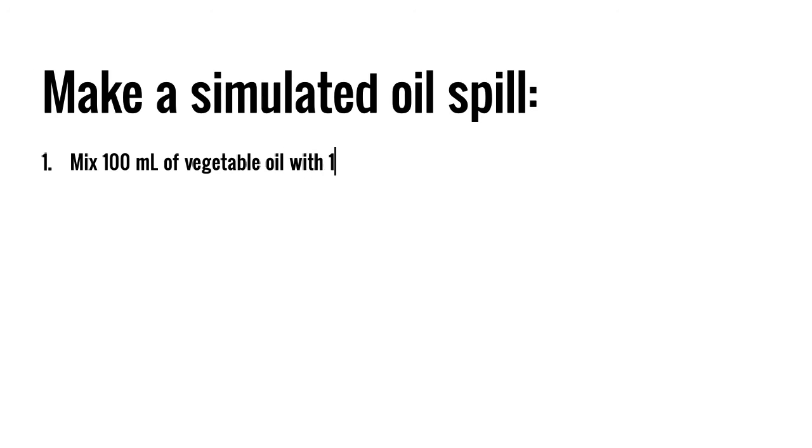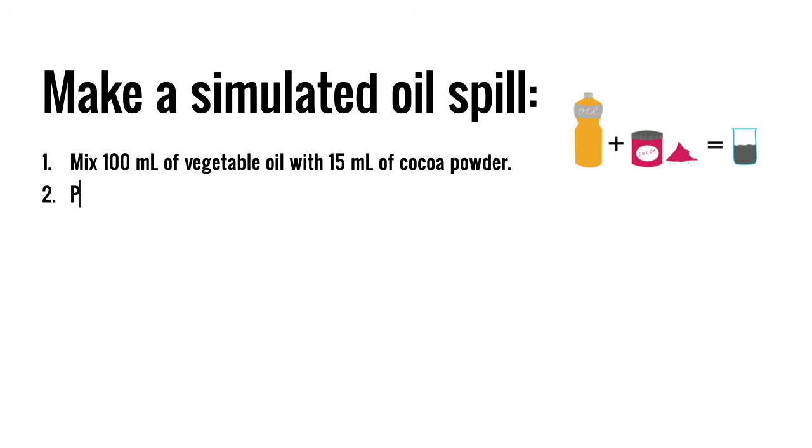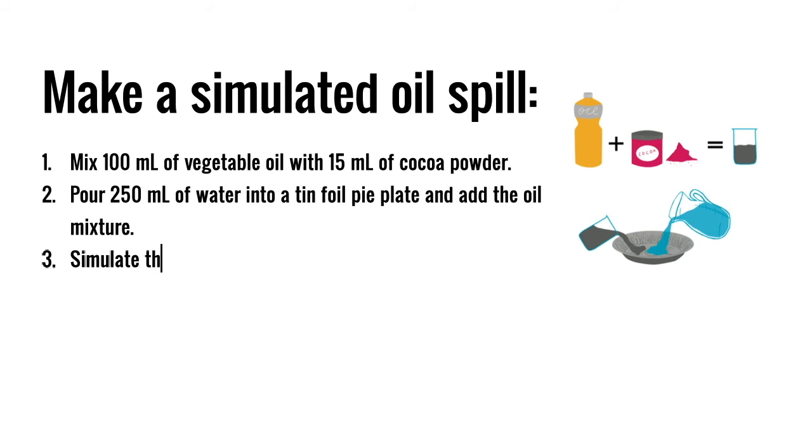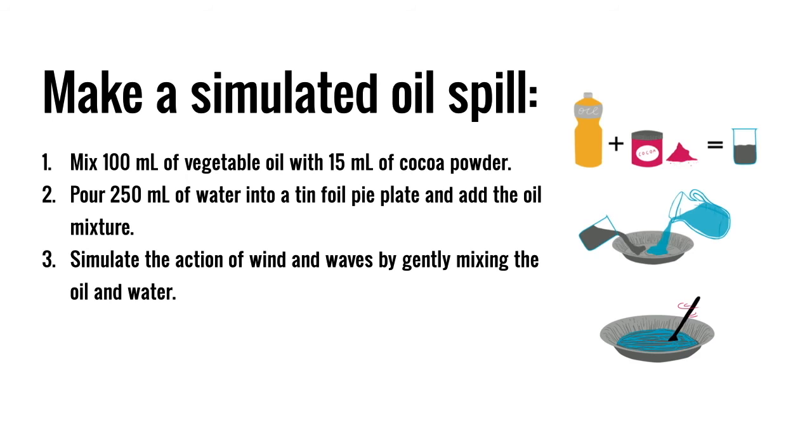First, you will have to make a simulation of the oil spill to test your ideas. To make the simulated oil, mix 100 milliliters of vegetable oil with 15 milliliters of cocoa powder. Then pour 250 milliliters of water into a tin foil pie plate and add the oil mixture. Simulate the action of wind and waves by gently mixing the oil and water.